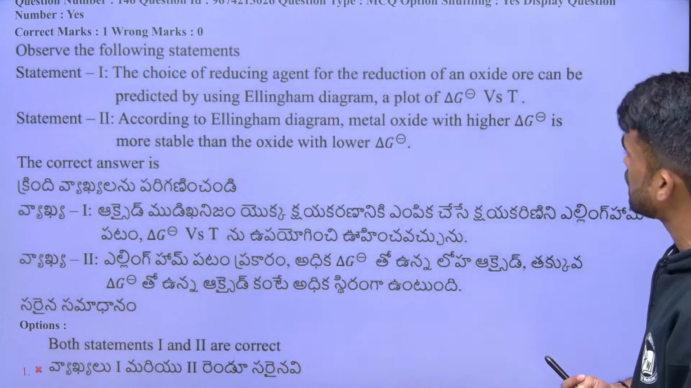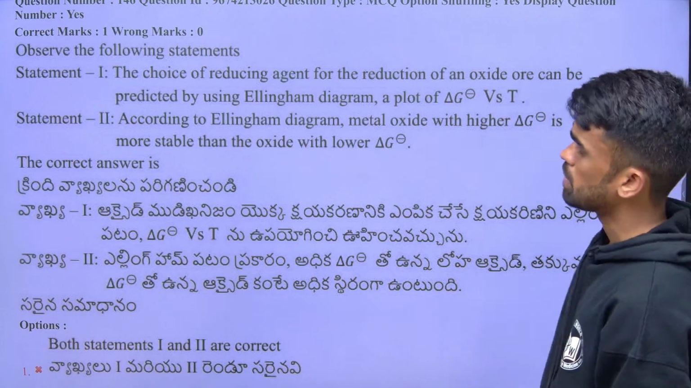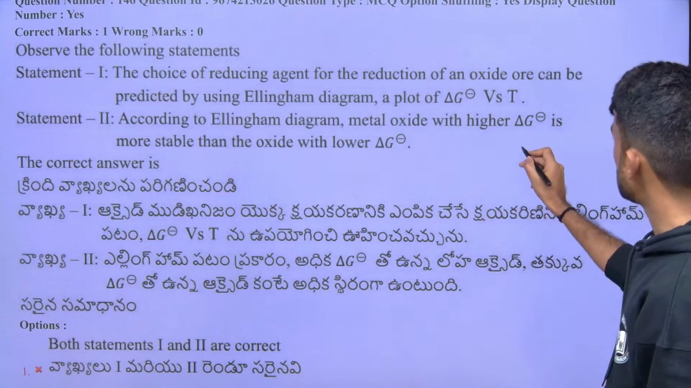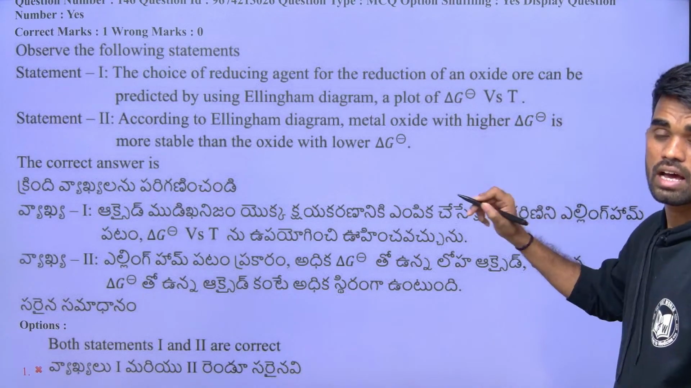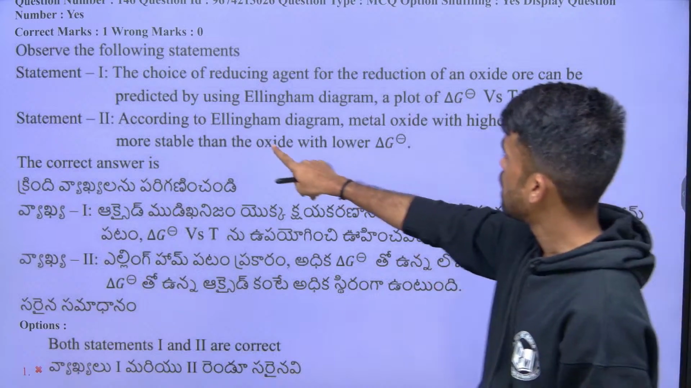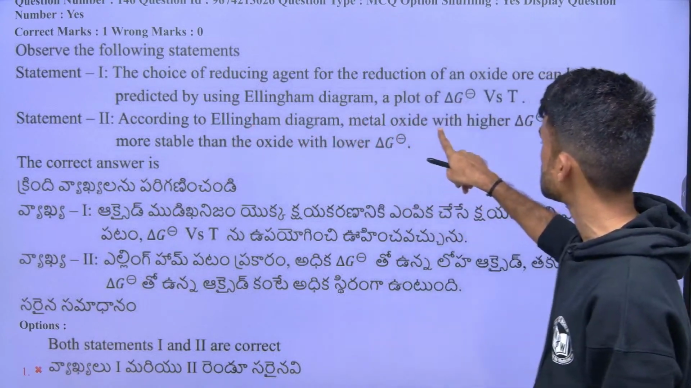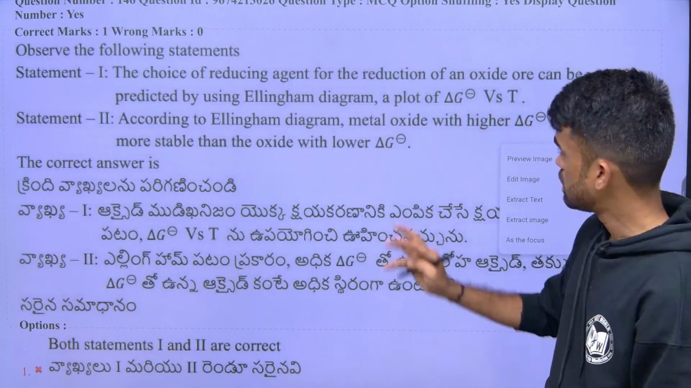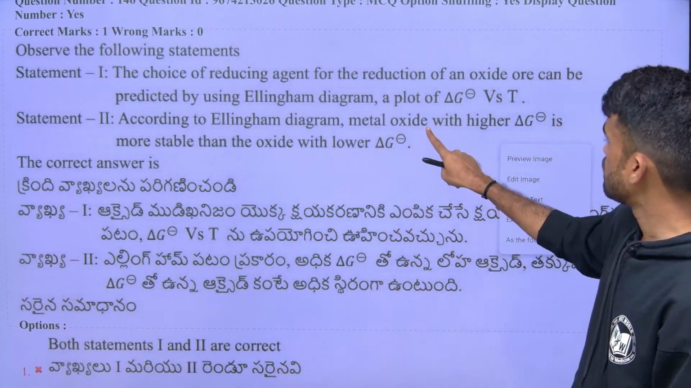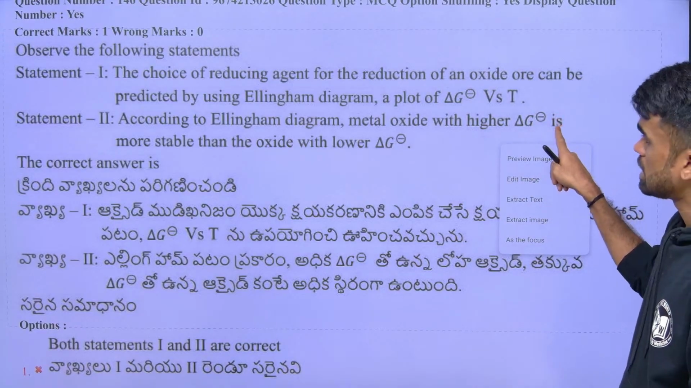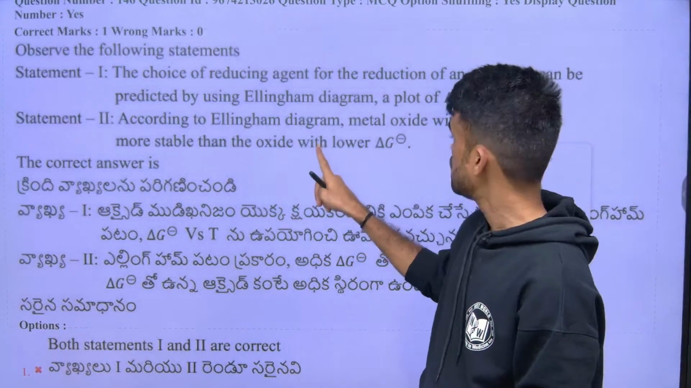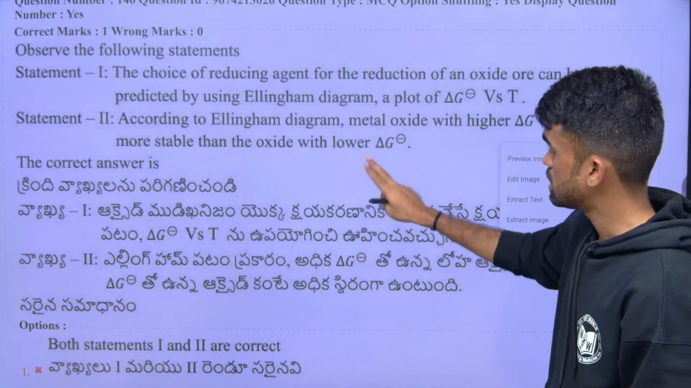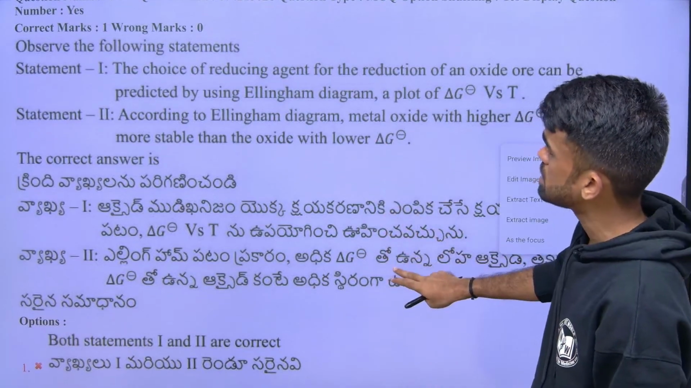The metal oxide with higher delta G naught. See, it should be more negative. So it is higher negative delta G naught. So it means according to the Ellingham diagram, the metal oxide with higher delta G naught is more stable than the oxide with lower delta G naught. No, this is reversed, we can say. The metal oxide with lower delta G naught is more stable than the oxide with higher delta G naught. So the second statement is incorrect and the first statement is correct.